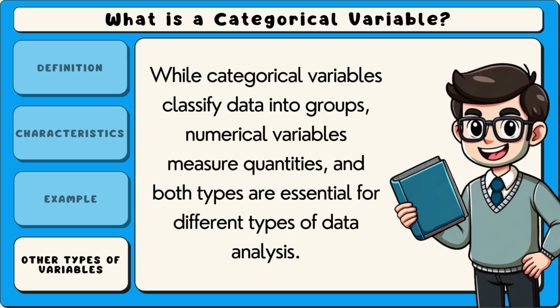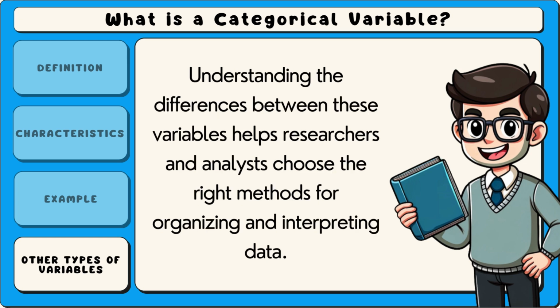While categorical variables classify data into groups, numerical variables measure quantities, and both types are essential for different types of data analysis. Understanding the differences between these variables helps researchers and analysts choose the right methods for organising and interpreting data.